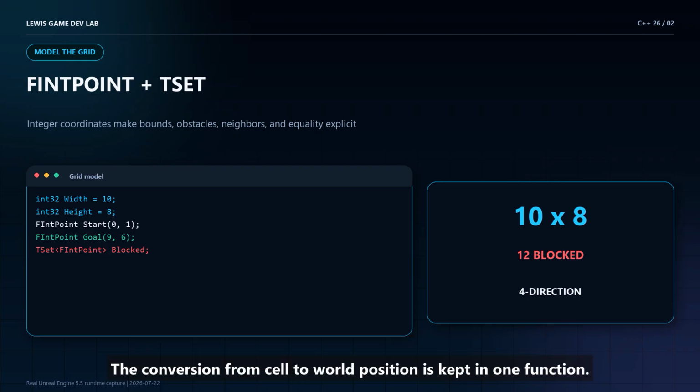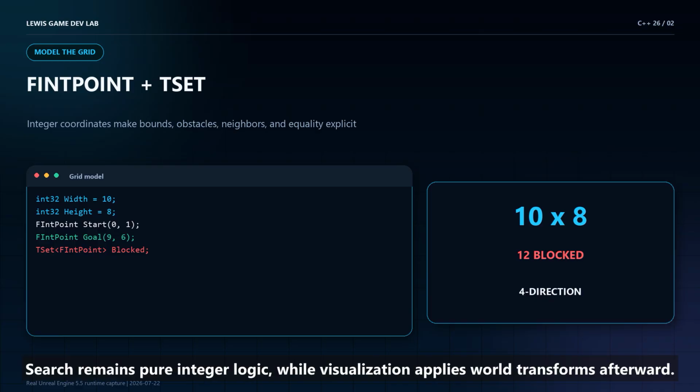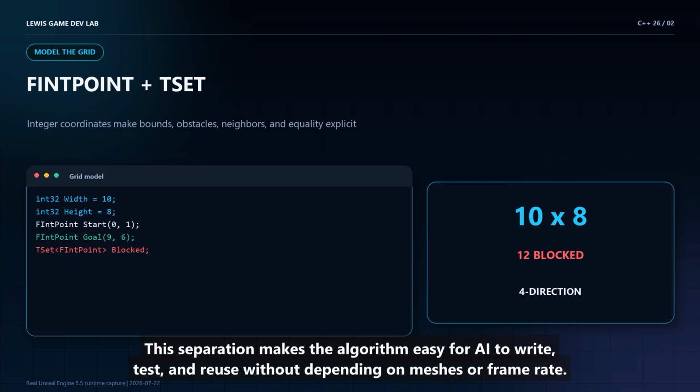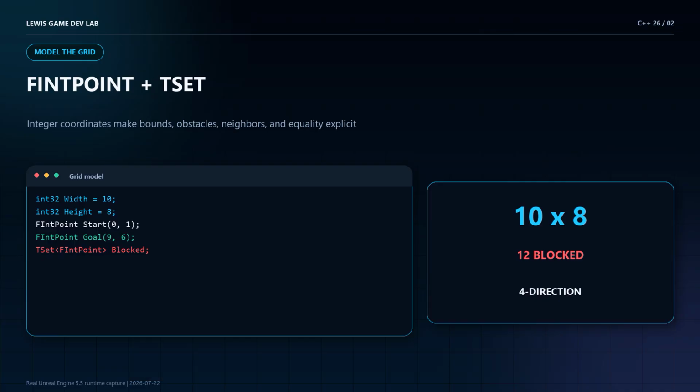The conversion from cell to world position is kept in one function. It centers the grid and multiplies each coordinate by cell size. Search remains pure integer logic, while visualization applies world transforms afterward. This separation makes the algorithm easy for AI to write, test, and reuse without depending on meshes or frame rate.